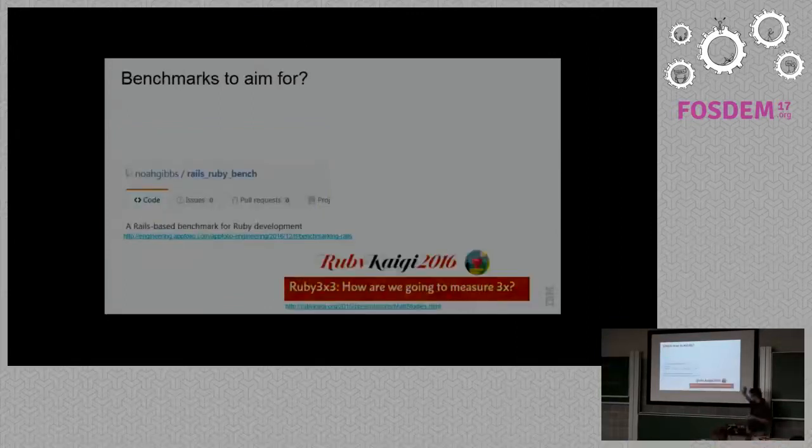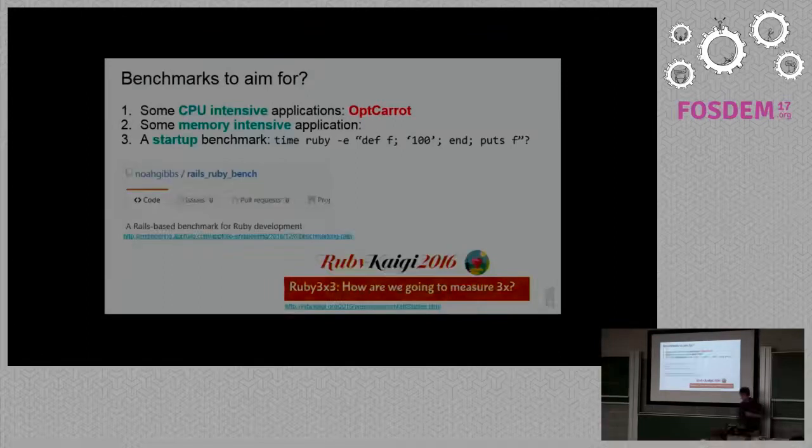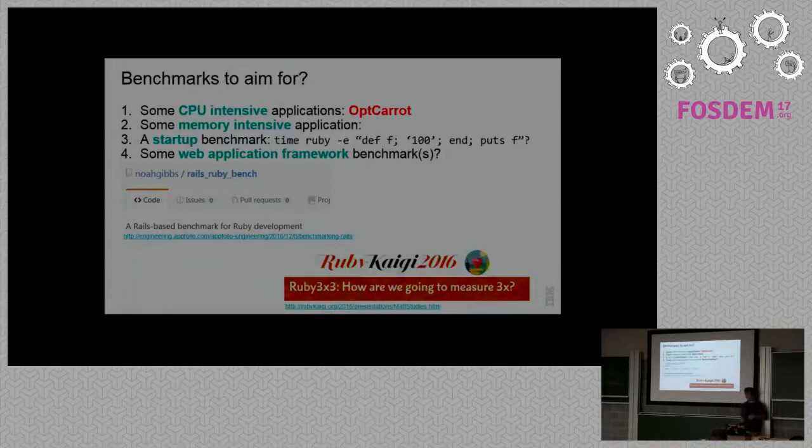Now, I gave a big talk at RubyKaigi about this, so you can go watch that talk. I think we have to have a variety of benchmarks. Optcarrot's a great start for a CPU-intensive benchmark, but I also think we need some memory-intensive benchmarks. We probably need a startup benchmark, and we're going to need some web application framework benchmarking. And as I admitted at my RubyKaigi talk, I have no idea how to benchmark a web application framework. That's way outside of my skill set.